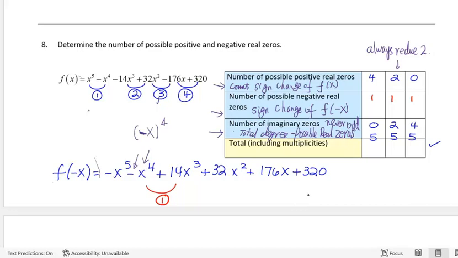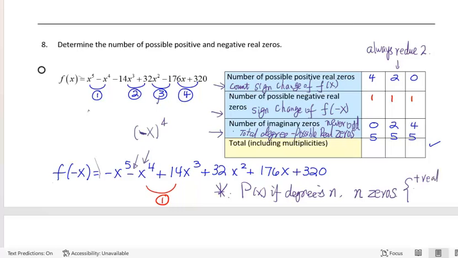we need to know. All of this is based on the basic fact about the polynomial function. If the degree is n, then that means it has n zeros. The zeros can be positive real, negative real, or complex imaginary, all together. If the polynomial degree is n, you have n zeros.